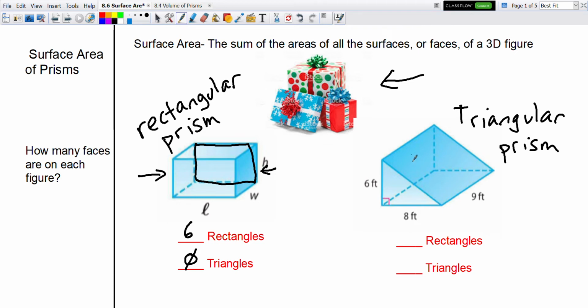Whereas a triangular prism, try and take a guess here, the number of rectangles is going to be 3. One on this long face here, one on the bottom, and one on the back side back here. And how many triangles do we see on a triangular prism? That would be 2. One on the front, and one back here on the back. So you need to identify how many shapes there are and what shapes they are. Then we're going to use our knowledge of area of those shapes to find the total surface area of the prism.